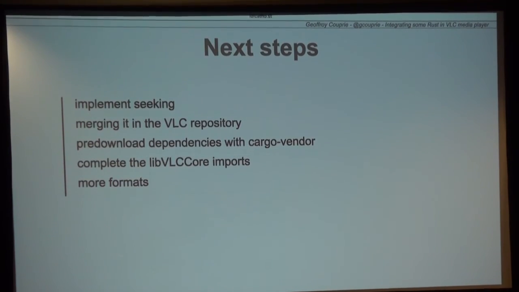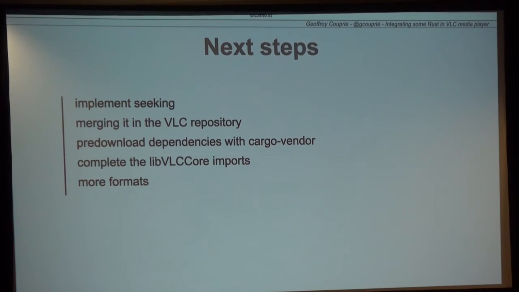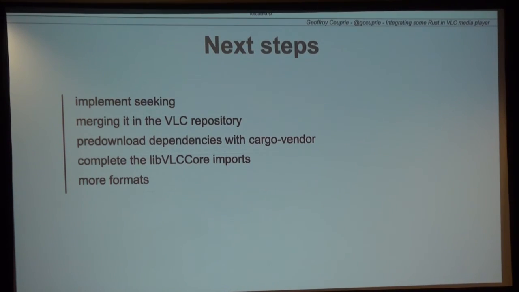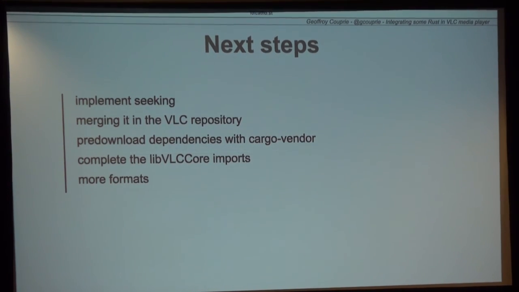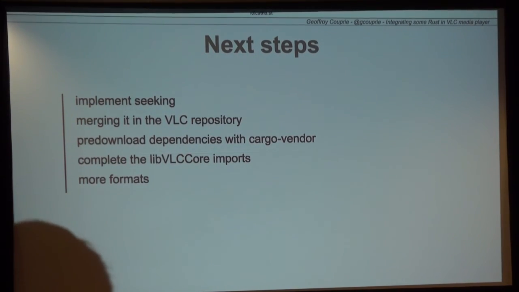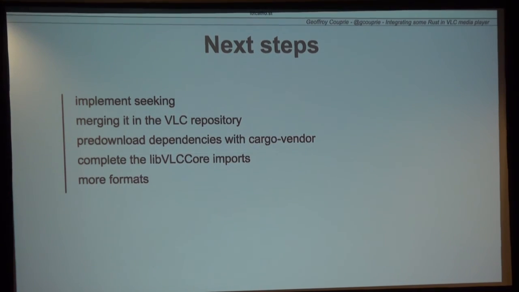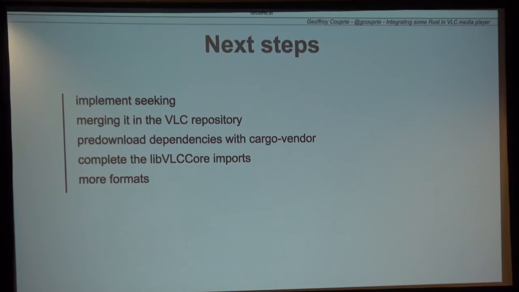So from now, a few things I have to do. I have to see how to seek in a file, like move back and forth and everything. I have to put it back in the VLC repository. I can build it now inside VLC, so it's quite cool. Dependency management will be something really interesting, because with VLC we have this big archive with all of the libraries we need, and for Rust I'd like to have that as well. And complete the imports, I have to play again a bit with bindgen. And we'll be able to replace some VLC plugins with Rust.